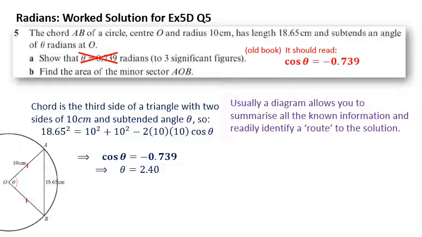Okay, for the next bit, the area of the minor sector. Firstly, when it talks about minor, they're referring to the sector with the smaller of the two possible angles. If you look at the angle between OA and OB, depending on which way round you choose to go, you may get two different angles. If we look for the angle which is no greater than 180 degrees, you're looking at the minor sector. And if you look at the opposite one, you're looking at the major sector.